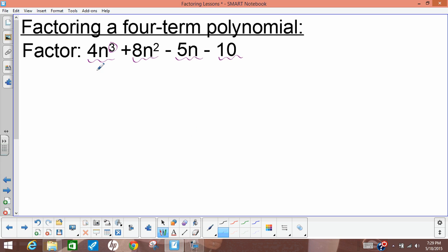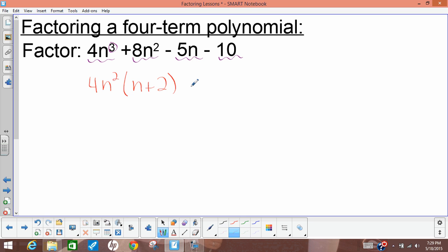So in this example, it's kind of set up nicely. You might feel good about this because you've practiced with the AC method. I know I can factor a 4 and a 4 out of 4 and 8, and a 5 and a 5 out of 5 and 10. So the way these are set up, I'm going to group them like that. So the greatest common factor between 4n cubed and 8n squared is 4n squared. And I'm left with n plus 2.